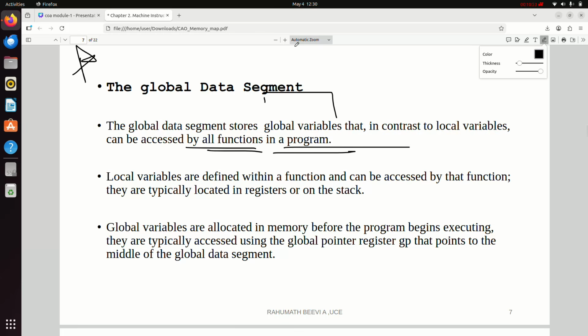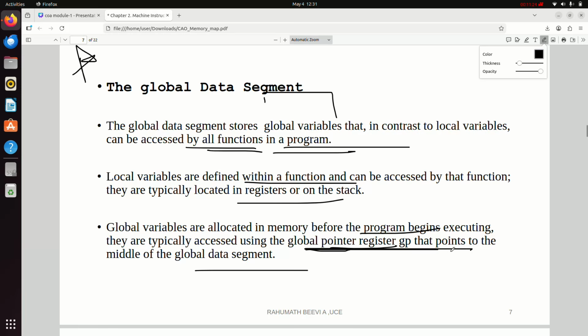Fine. The local variables, if you see, are defined inside the function and present inside the function, and they are stored in the stack or registers. Okay, within the function. But global variables are allocated before the program even begins. Before the program execution starts, they are allocated, and you can access them using a global pointer register, that is GP. So these are the important things that you have to remember.